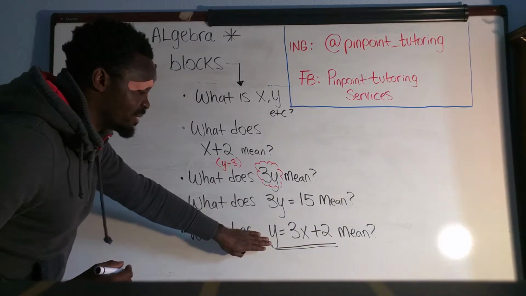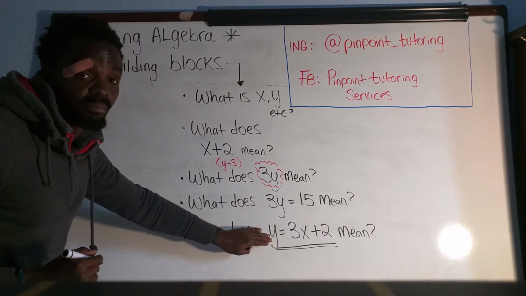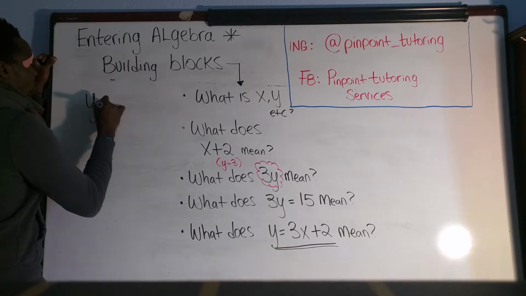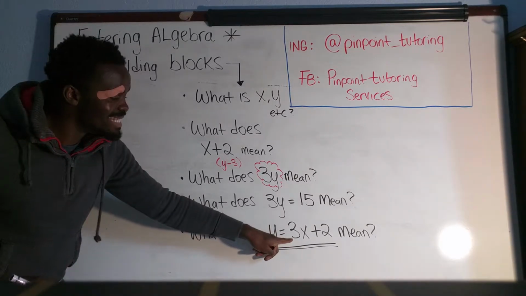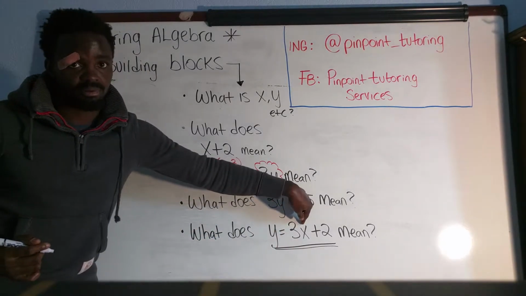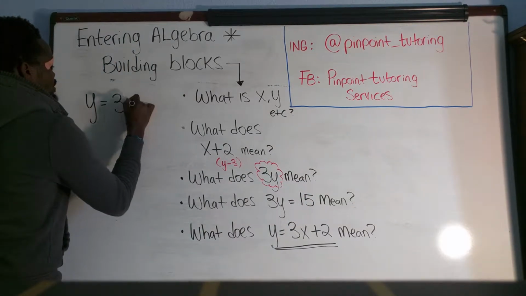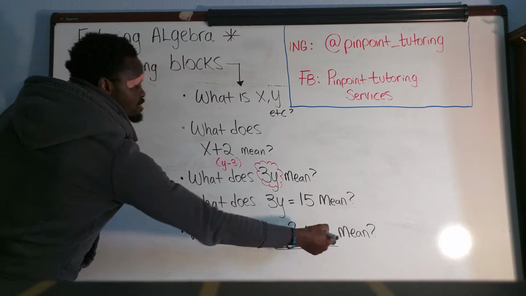So to break this down, we're saying that there is some number y. We don't know this number yet, but it's y. And we know that it is 3 times another number, some other number that we don't know, but a different number. 3 times some other number that we don't know, plus 2.